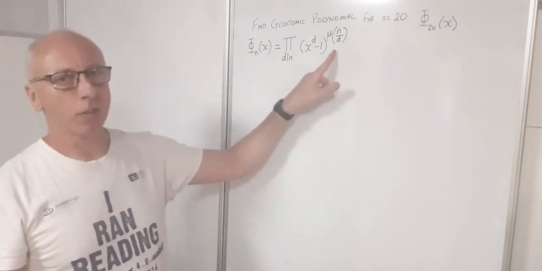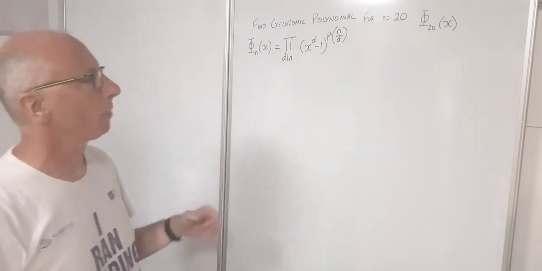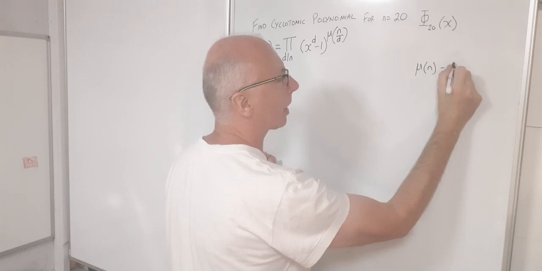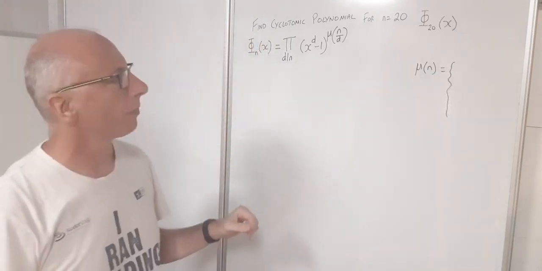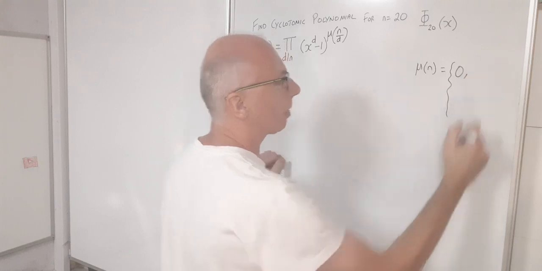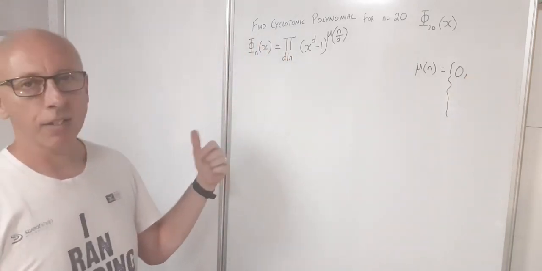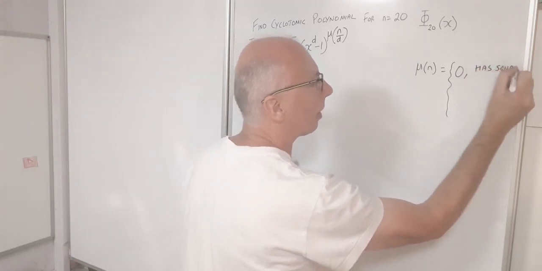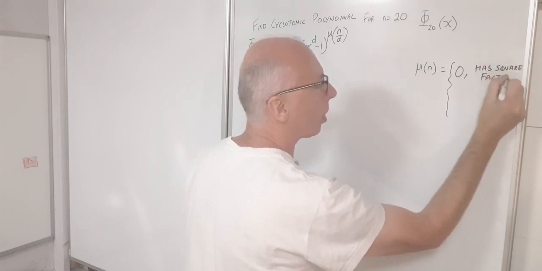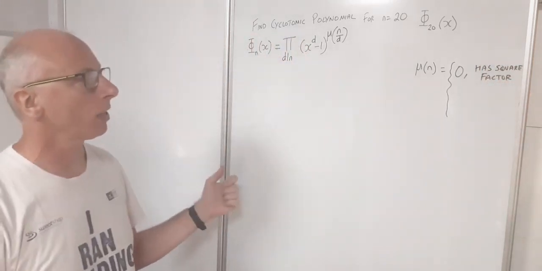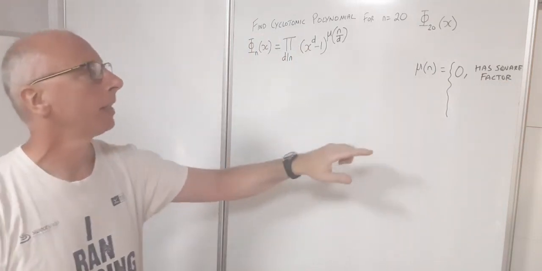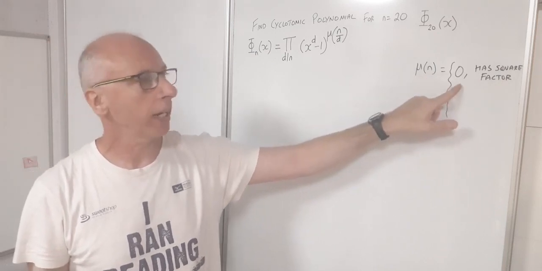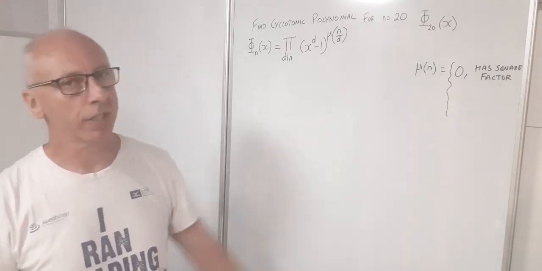First of all, let's have a quick run through the Möbius function. Mu of n takes on three values. It takes on the value of 0 if n has a square factor. This is the priority when you're trying to find values for the Möbius function. For example, if you've got 4, 9 or 16 as a factor of your number, it will take the value 0.